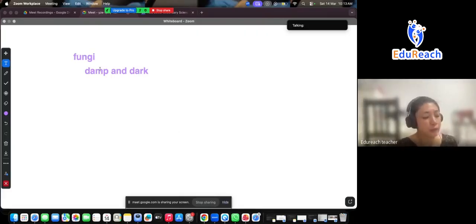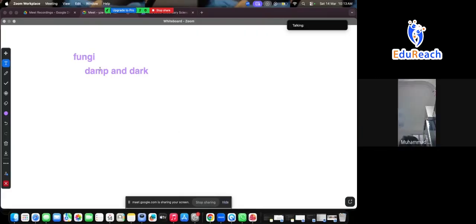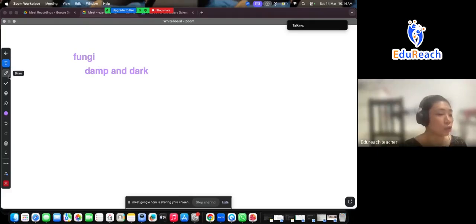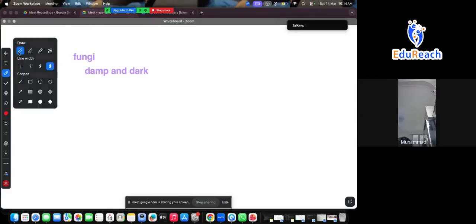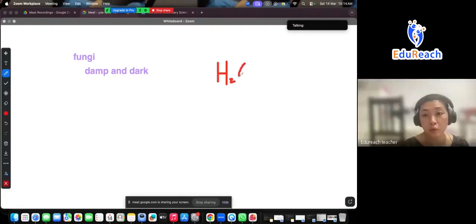Question 6. The following diagram shows the process of electrolysis of water. Which of the following cannot be concluded from the electrolysis of water? Now I want you to write several things. Can you write above water, this is the formula of water, which is H2O. And also circle, cannot be concluded.